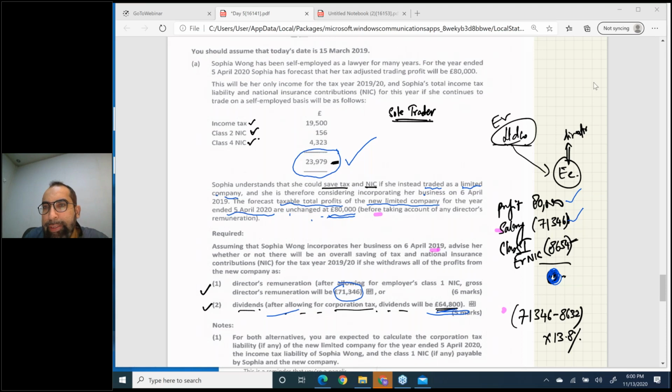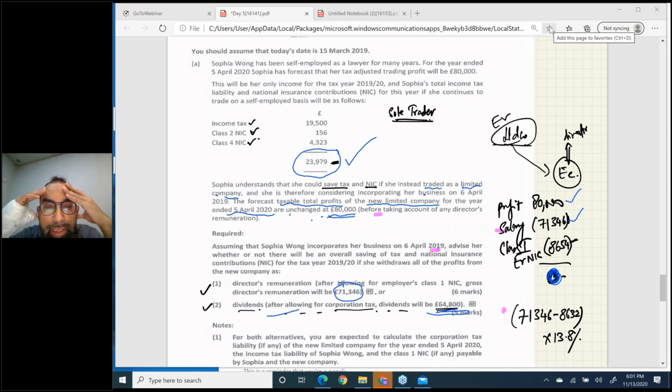Okay, welcome back. Let's start the last session. We just discussed that this lady was doing a sole trader business with the following taxes. 23979 was the existing tax cost. Now she is planning to incorporate a limited company.